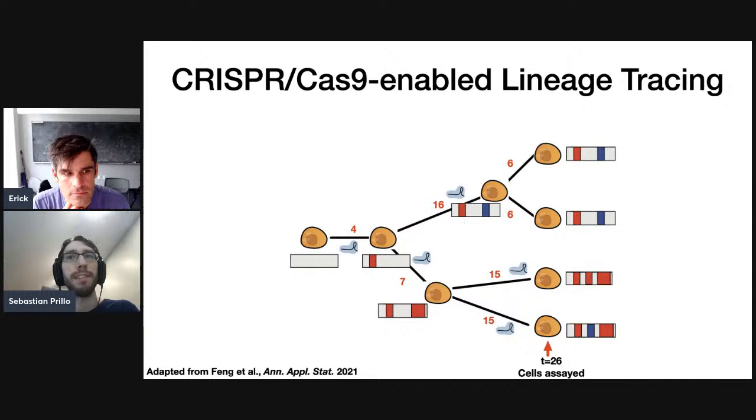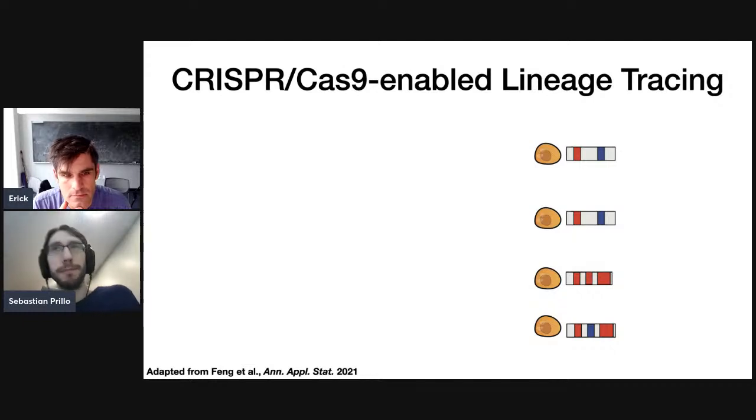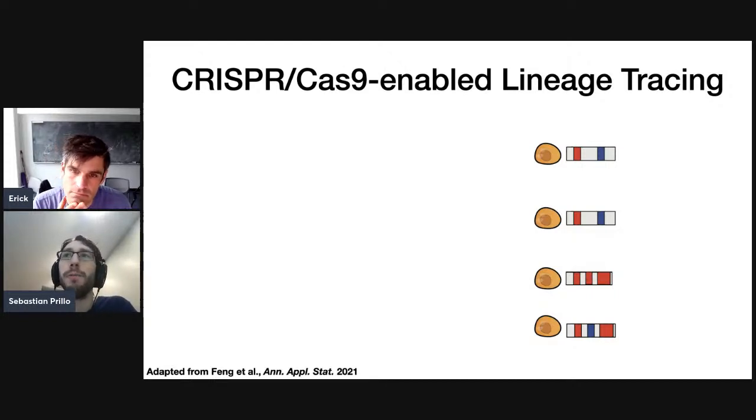And by the end of the process, when we assay the cells, so if we're working with a mouse model, then we sacrifice the mouse, we harvest the cells, we harvest the cancer cells, for example, and now what we get to see is this. So what we get to see is the mutation patterns in all these fake genes in all these cells. And by using these mutation patterns, we then try to infer and reconstruct this tree and its branch lengths.